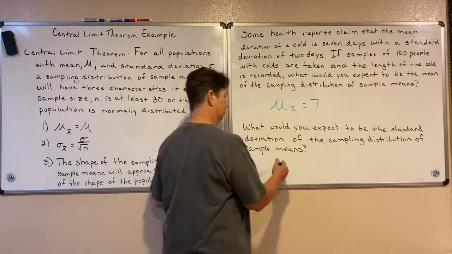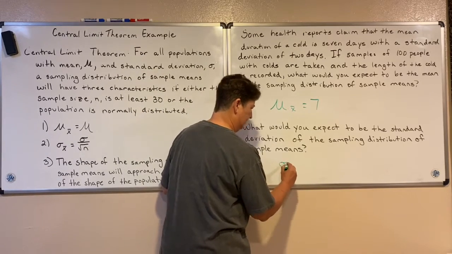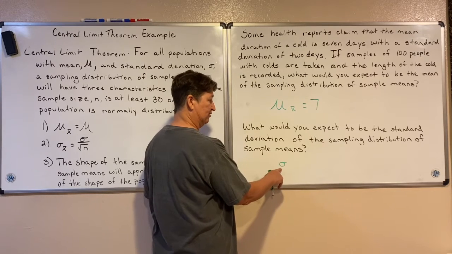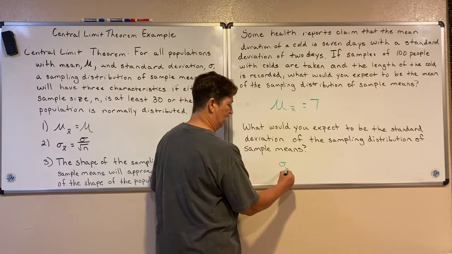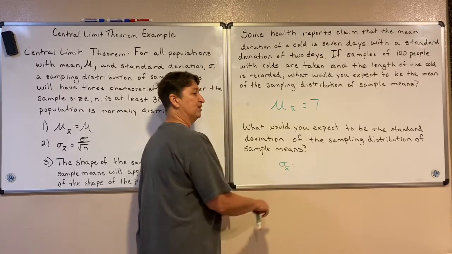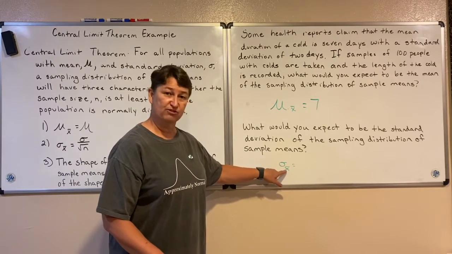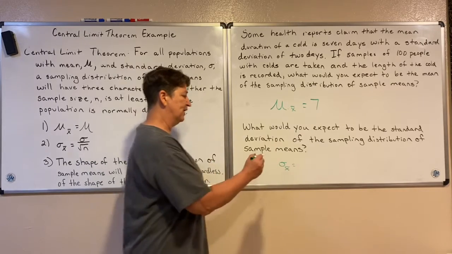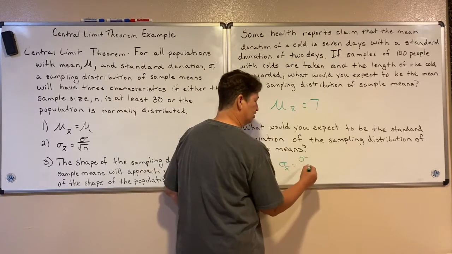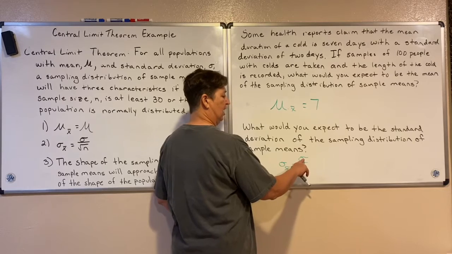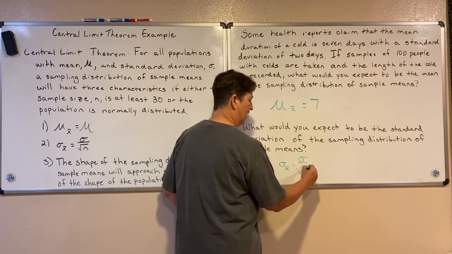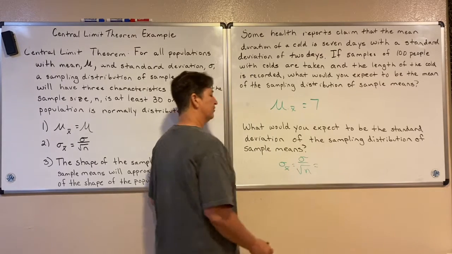So what would I expect the standard deviation to be of this new distribution that we've created of sample means? Well, I know from the central limit theorem, again, sigma tells me I'm talking about standard deviation. This little X bar means that it's the standard deviation of the sampling distribution of sample means. That should be equal to the standard deviation of my population distribution divided by the square root of my sample size.